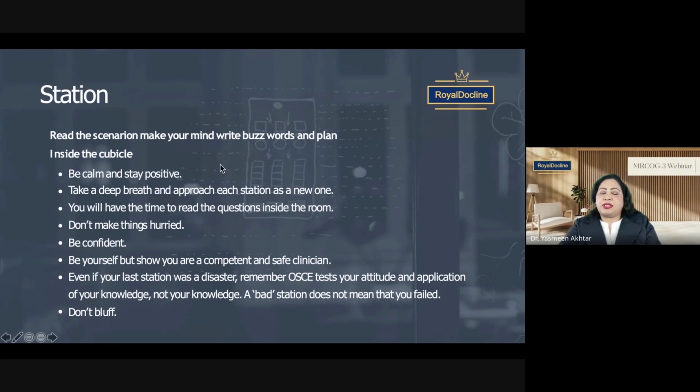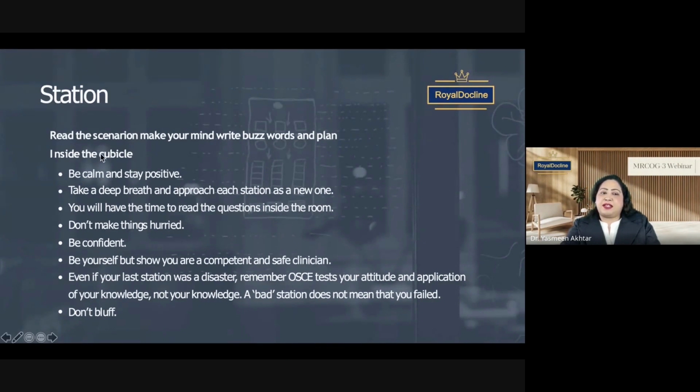When you go there, what you will see is a scenario which is pasted outside the cubicle. Inside, you will see a few people sitting, or you may not see anyone, depending upon the case scenario. So you will read the scenario, make up your mind, and write the buzzwords and plan. You will also be given a pencil as well as a small paper over there. They are provided to you.